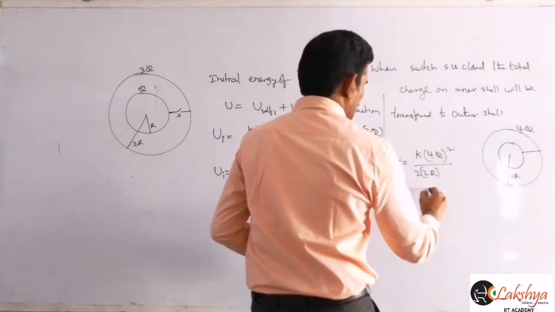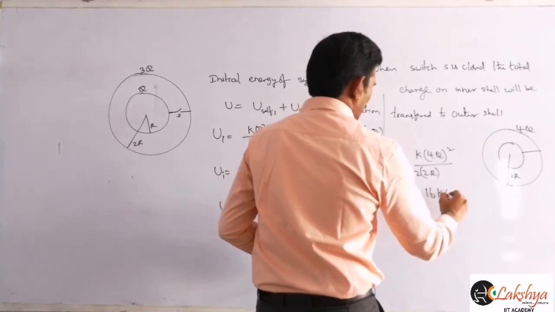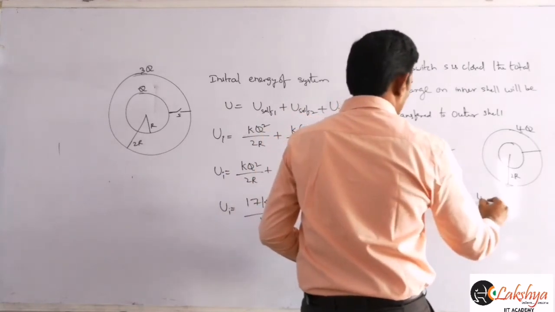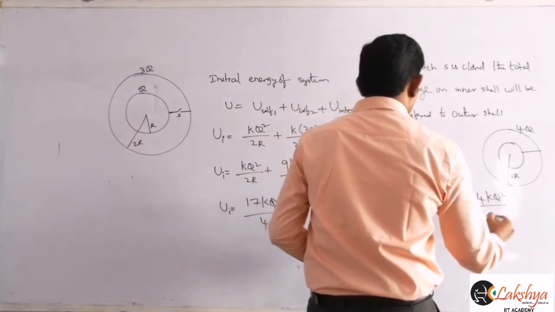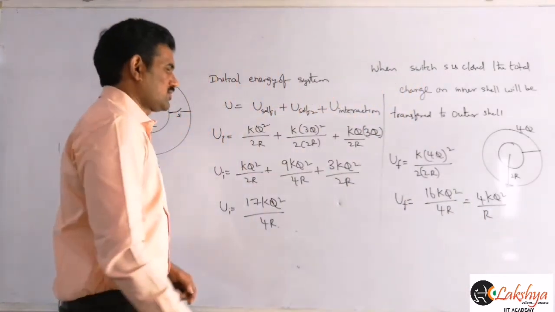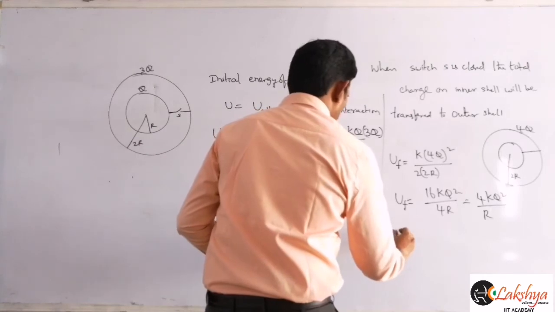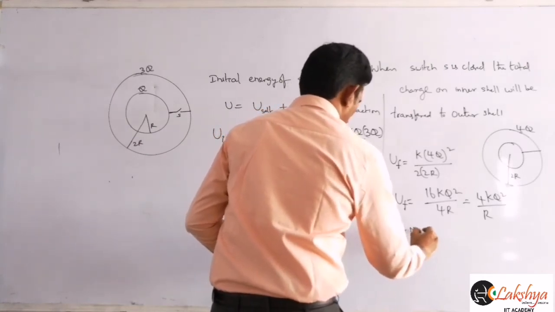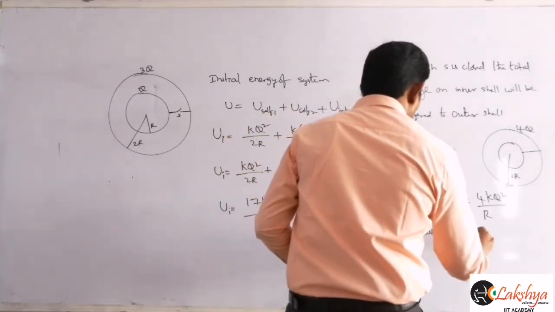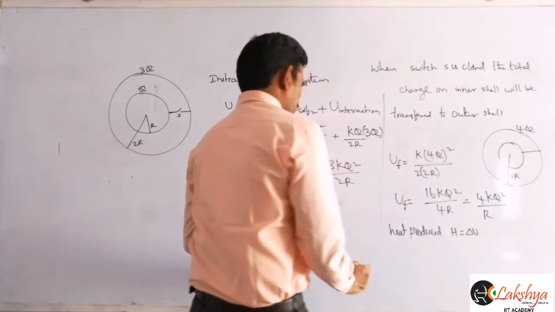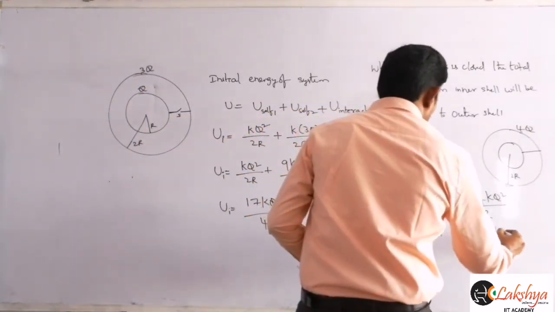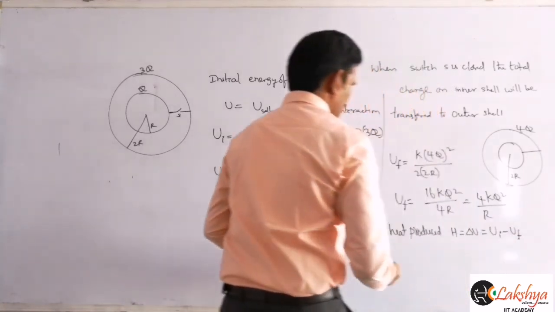So then I can write this as 16 kq square by 4r, or one 4 you can cancel here, therefore 4 kq square by r you will get. And so now the heat energy produced is nothing but heat produced H is equal to delta U. That means some energy will decrease, so initial minus final you can write here, this delta U is nothing but.